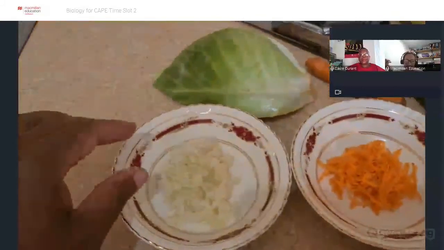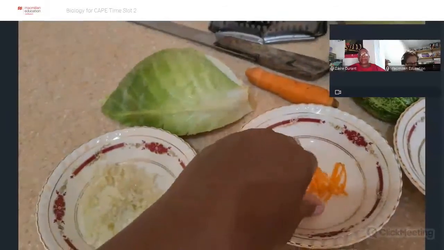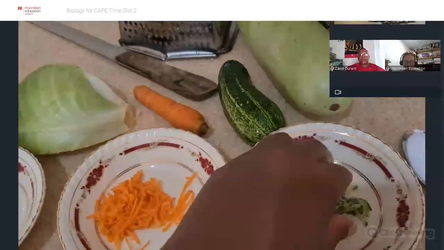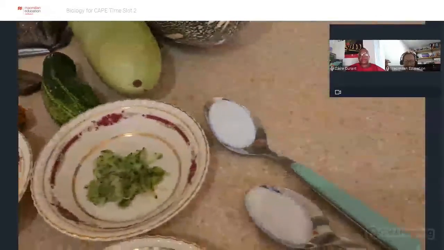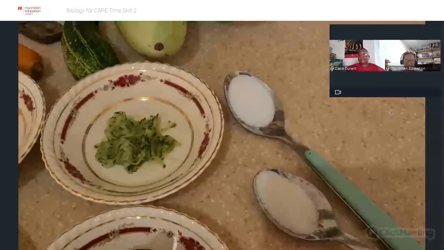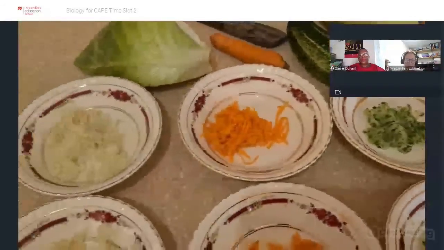Now for the controls, we can see that those are still just moist, but no liquid has accumulated because we did not add any salt or sugar, which we see here in these 2 tablespoons.